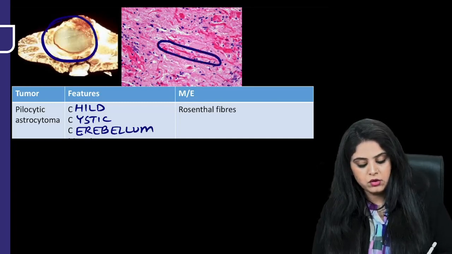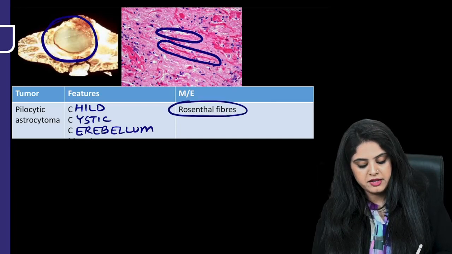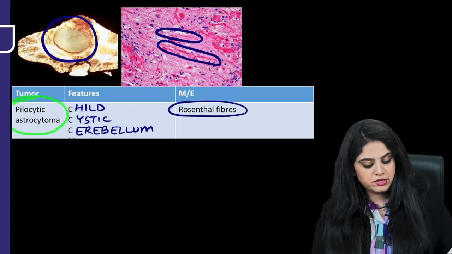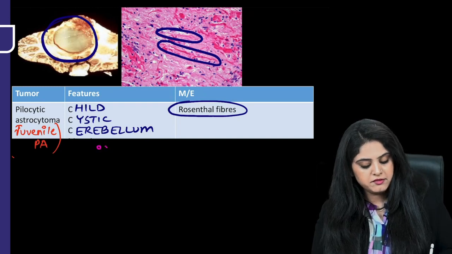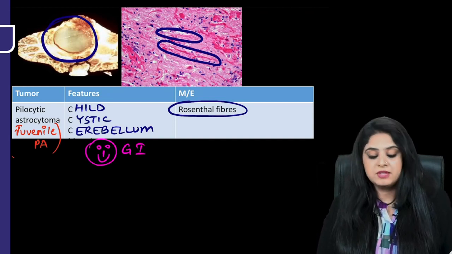Microscopically, you are seeing these long fibers called Rosenthal fibers, and that is what is referred to as pilocytic astrocytoma, or you can even call it juvenile pilocytic astrocytoma. So JPA is the other name. I hope you remember this is a very, very good tumor. It's a grade 1 tumor, so the prognosis is good.